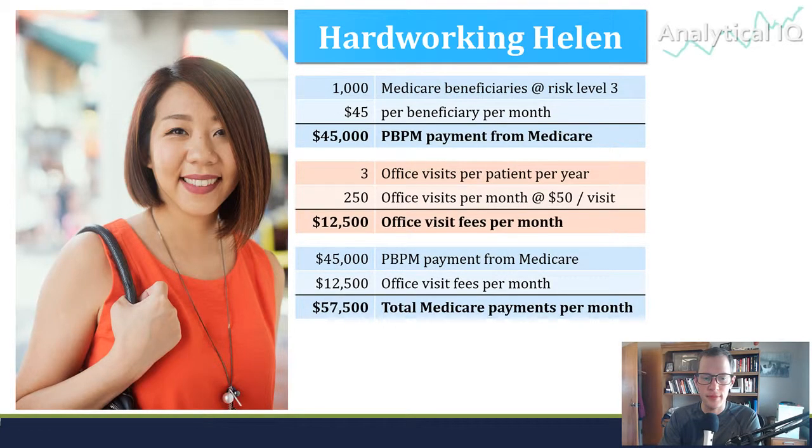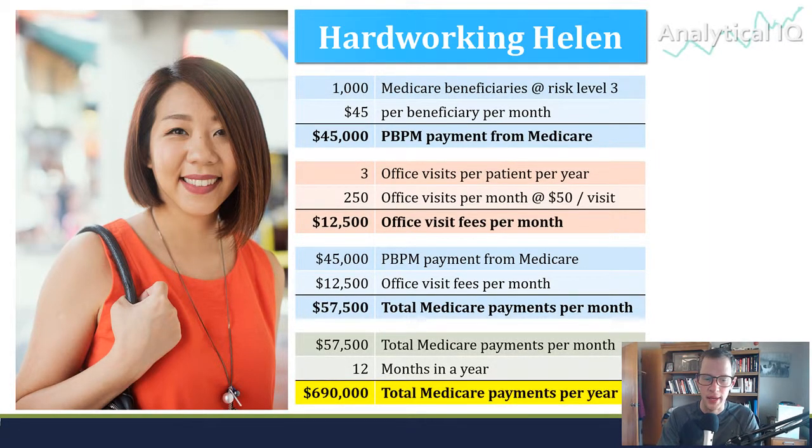And so her practice is getting $57,000 a month in total Medicare payments. That is $690,000 per year. Now that's what she gets in year 1. At the end of year 1, there's going to be a pay for performance assessment. And by the way, this would not be a CMS quality program or a CMS program period if it didn't have a competitive pay for performance quality aspect to it.